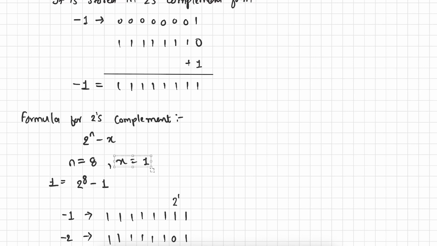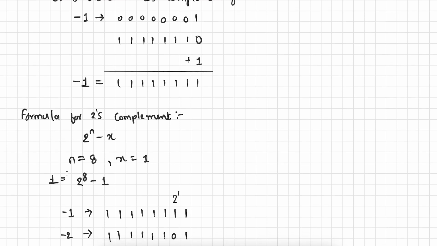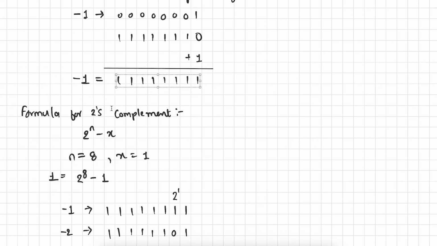So to represent 1 in negative form, we can write 2 to the power 8 minus 1. It means when all the bits are set, see, the most significant bit is also set to 1 and all other bits are also set to 1, it is represented as -1.